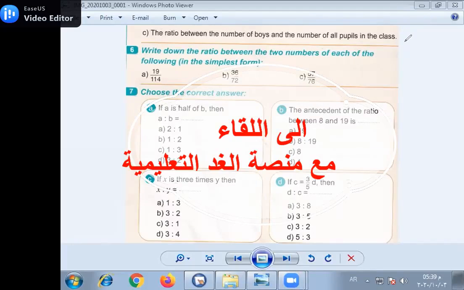So now we can revise again what we talked about today in the form of exercises. We talked about the antecedent of the ratio, which means the first number of the ratio. We talked about the consequent, which is the second term in the ratio. And we talked about how the ratio has to be in the simplest form, and the ratio has to be between two quantities of the same kind and the same unit.